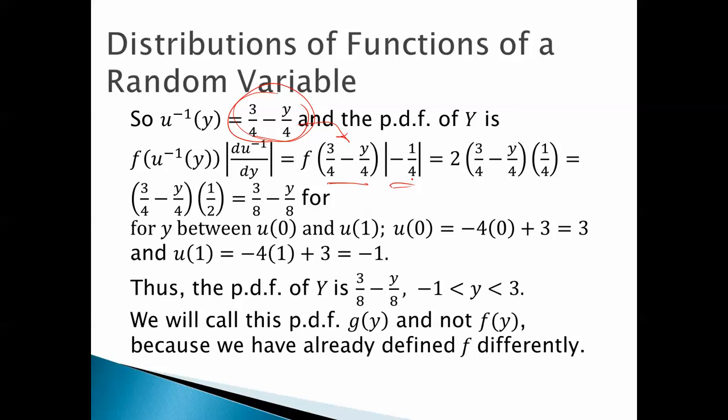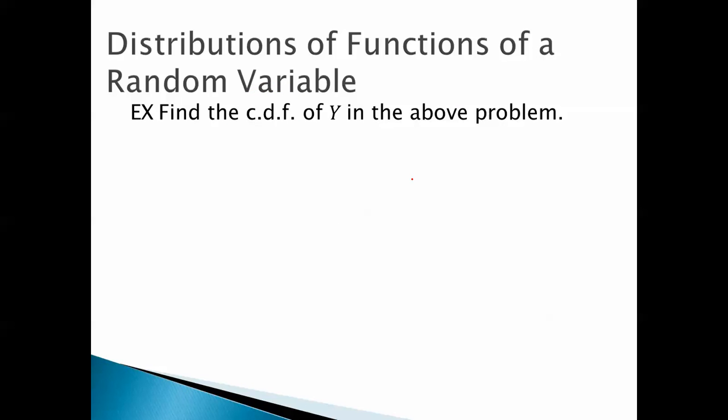And that's for y. Since x runs between 0 and 1, y is going to run between u of 0 and u of 1. U of 0 is negative 4 times 0 plus 3, which is 3. And u of 1 is negative 4 times 1 plus 3, in other words, negative 1. So the PDF is 3/8 minus y over 8, for y between negative 1 and 3. We'll call this PDF g of y, not f of y, because we've already defined f of y differently. That would be confusing. Believe me, this is already confusing enough.